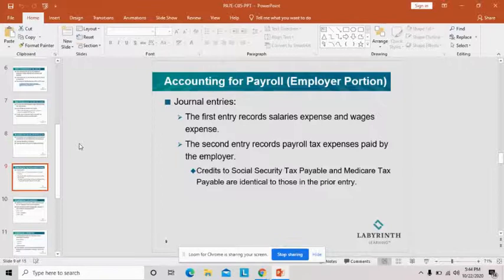Accounting for payroll in terms of the employer portion. Journal entries, the first entry records salaries, expenses, and wages expense. The second entry records payroll tax expenses paid by the employer. Credits to the Social Security tax payable and the Medicare tax payable are identical to those in the prior entry. So as you may already know and have already done in the practice set, you have done journal entries for accounting for payroll for the unemployment taxes.